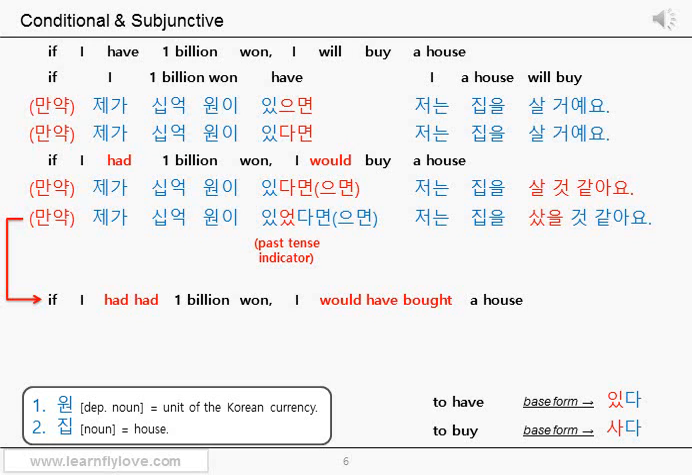No problem. We all know that it didn't happen in the past. You didn't have that money in the past. So it wouldn't affect the actual meaning that much, even though you use the connective ending 으면. Okay? Let's see the second part. 저는 집을 샀을 것 같아요. Let's take a closer look at the 샀을 것 같아요 part.